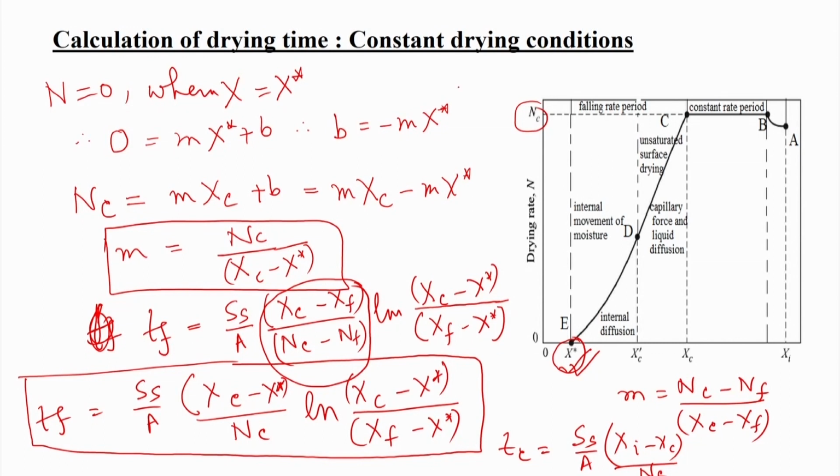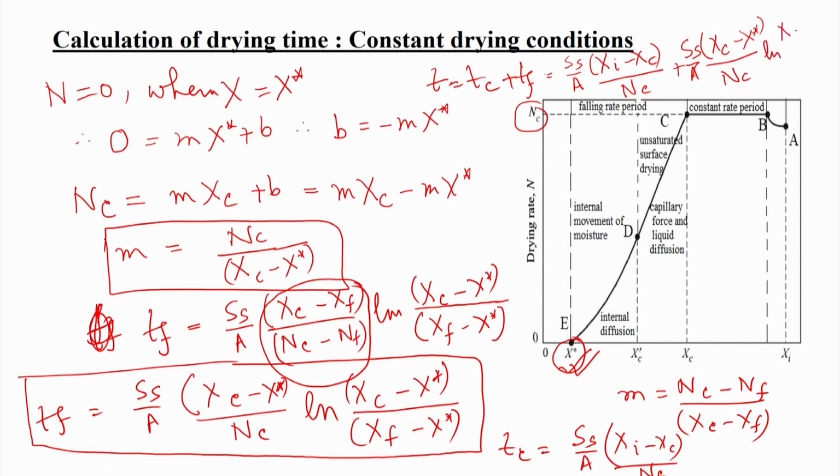So, for this case the total time is equal to t_c plus t_f, which is S_s by A into (x_i minus x_c) by n_c plus S_s by A into (x_c minus x*) by n_c into ln (x_c minus x*) by (x_f minus x*). So, this is the total drying time.